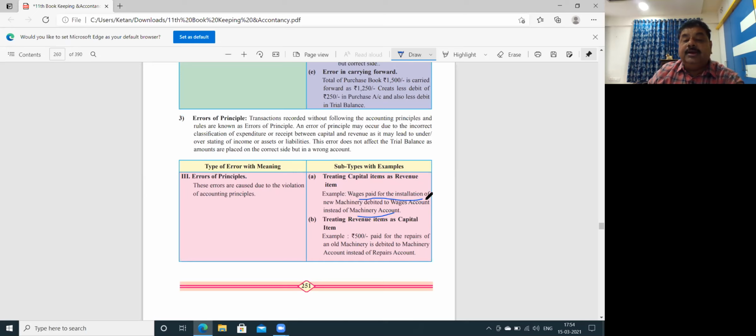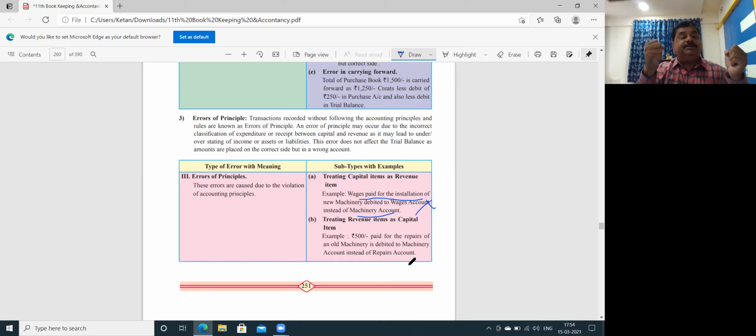What is the mistake we made? It is recorded as debited to wages account. Then treating revenue items as capital items. Example, 500 paid for the repairs of old machinery, debited to machinery account. Repair charges are regular charges.